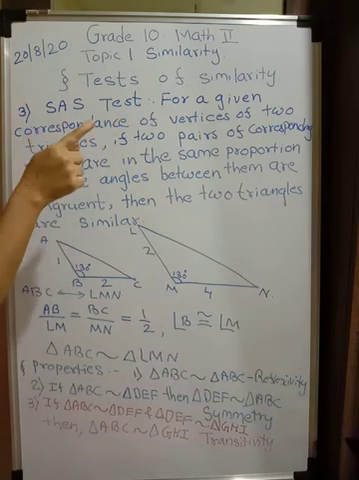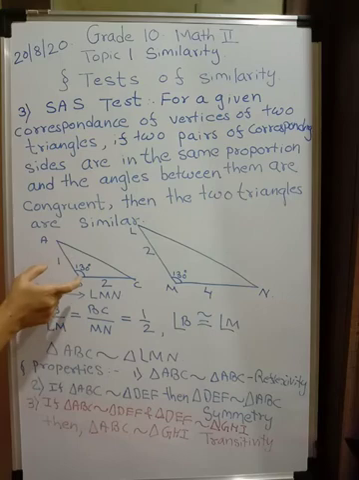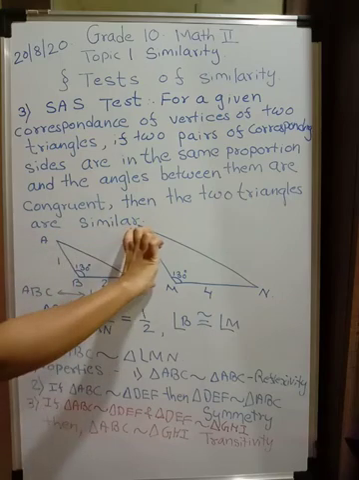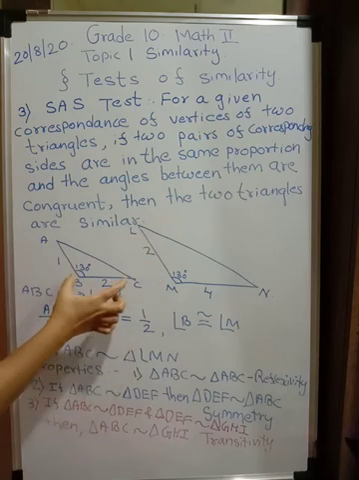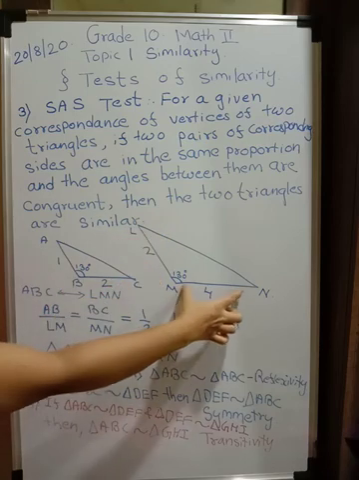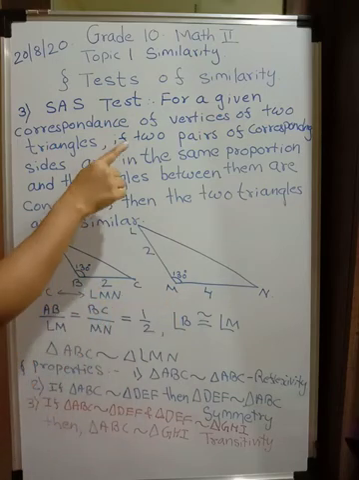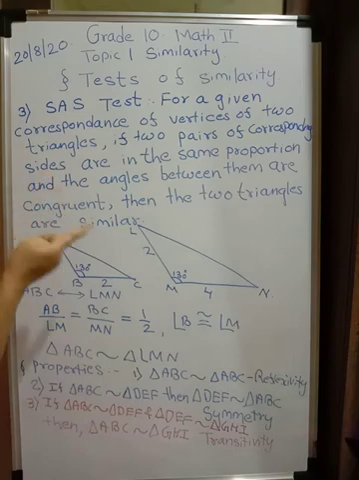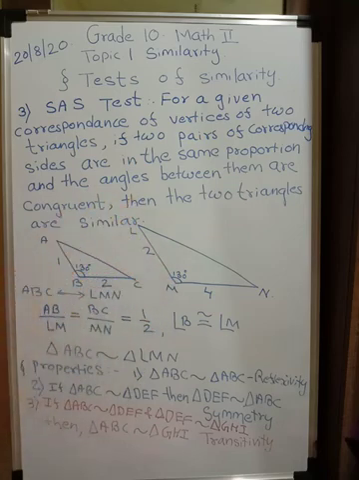For a given correspondence of vertices of two triangles, if two pairs of corresponding sides are in the same proportion, this is one side of the first triangle, this is another side of the first triangle, this is another side of the second triangle. So the ratio of this will be the same. If two pairs of corresponding sides are in the same proportion and the angles between them are congruent, then the two triangles are similar by SAS test.